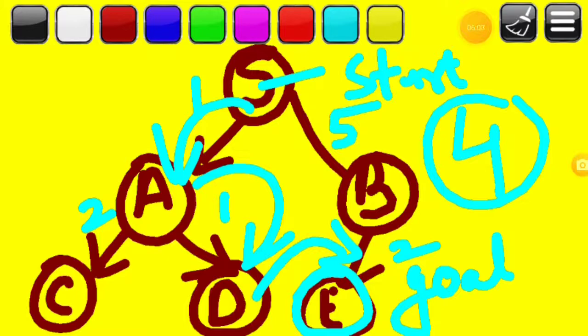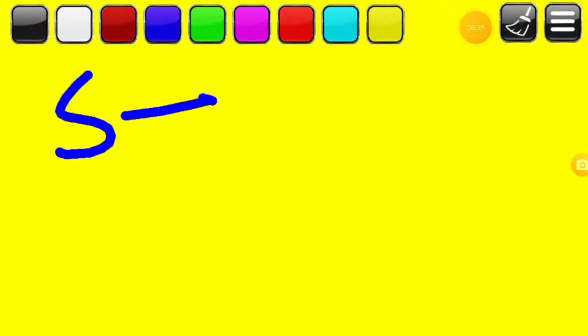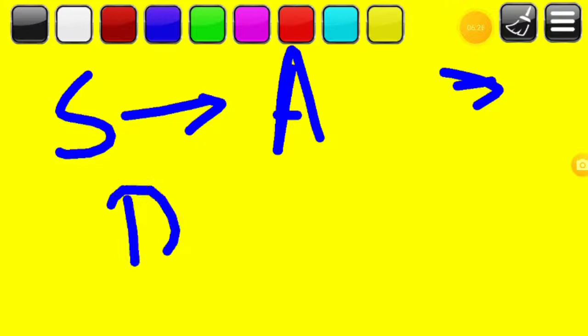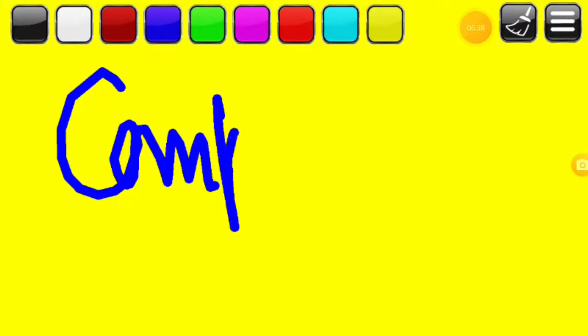But if I start from S and follow the path with 5 and then reach E with 2, that is 5 plus 2, which is 7. So I have to choose the lowest cumulative cost path. I am going to choose S to A to D, and D to E. This is the path I am going to choose as it has the lowest cost.